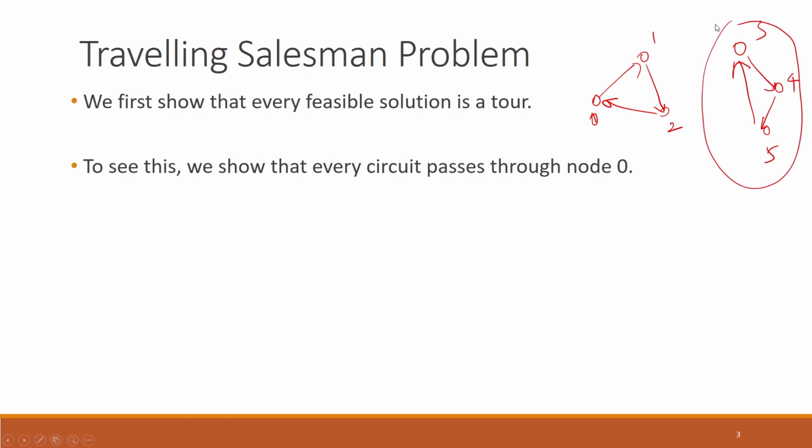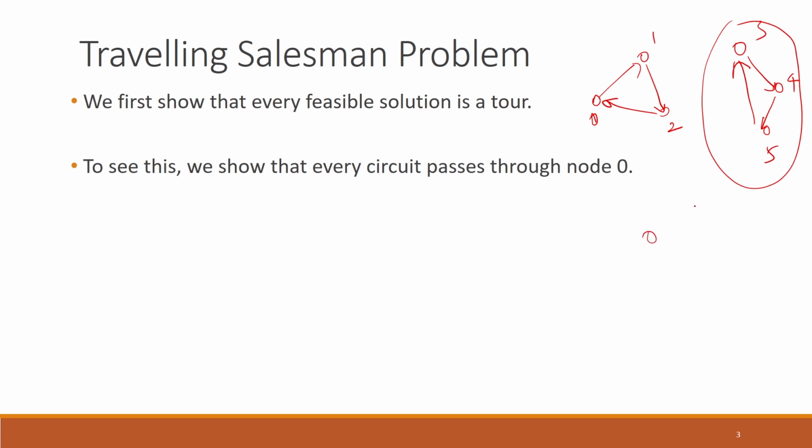here, where we have this subtour which is starting from node 3, then going to node 4, then node 5, and then node 3. So, this one is not passing through node 0. Okay. So, if we argue that every circuit that gets generated from the feasible solution passes through node 0, then we will not be getting any solution like this.